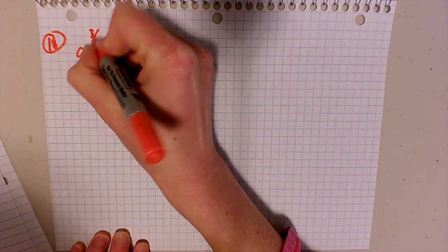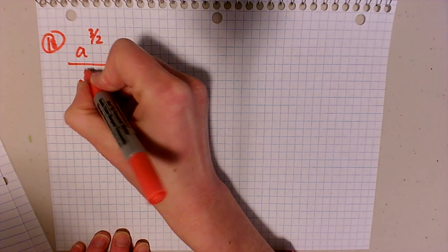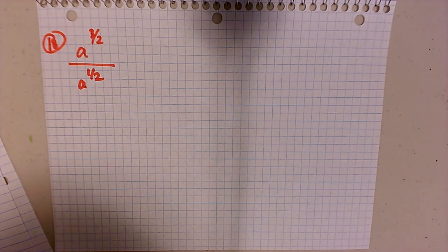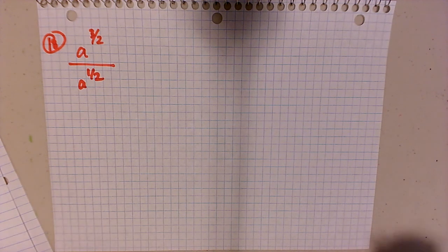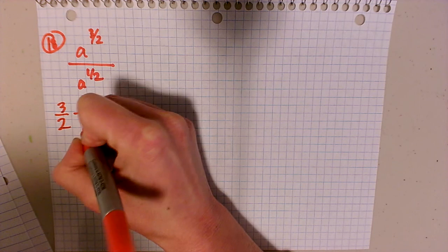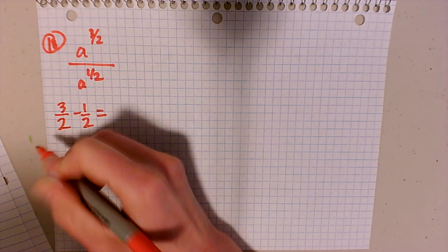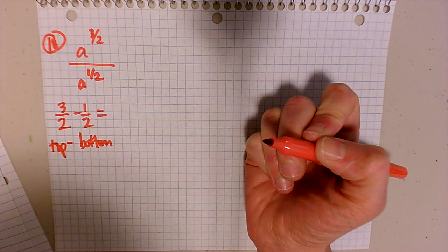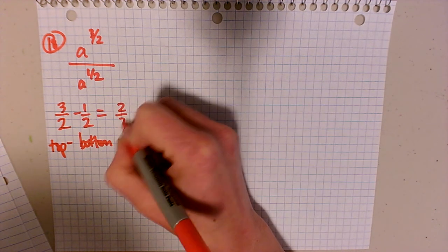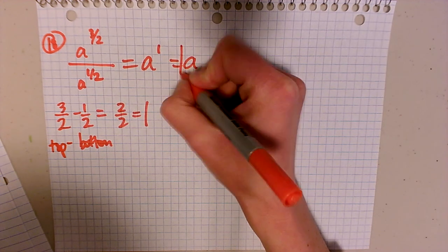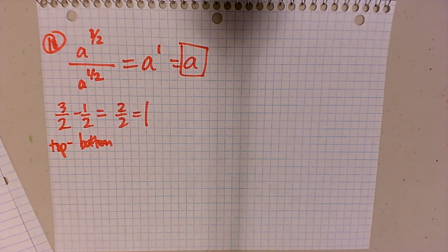So for 18, I have a to the 3/2 over a to the 1/2. Okay, so we are dividing two things with the same base, so we can subtract their exponents. So I would do 3/2 minus 1/2. So what I did right there is I just did top minus bottom. And so 3 minus 1, I get 2 over 2, which is just 1. So that's my new exponent on a. And so your answer is just a. And that's the end of 711.